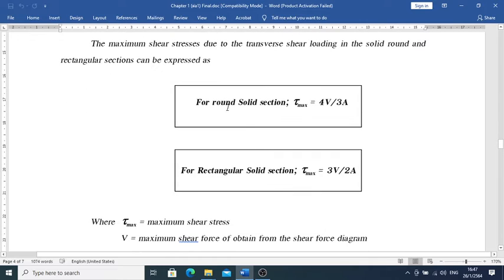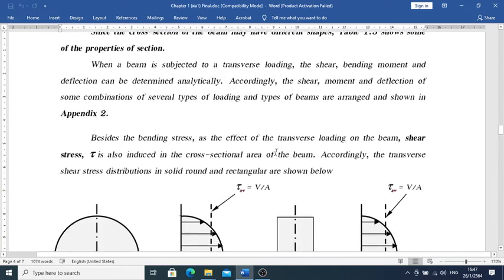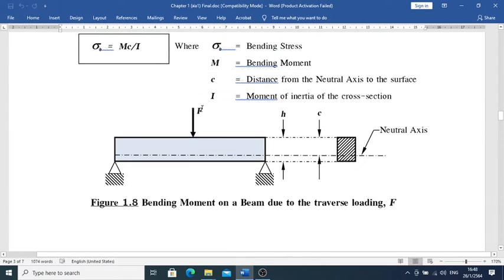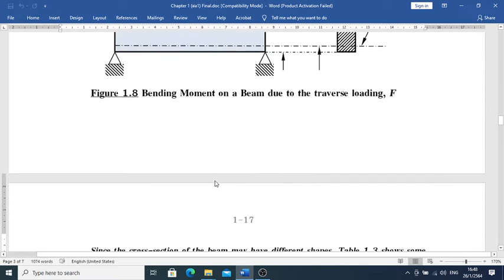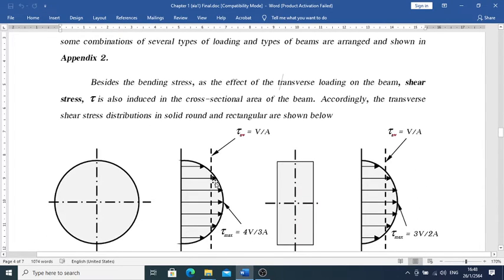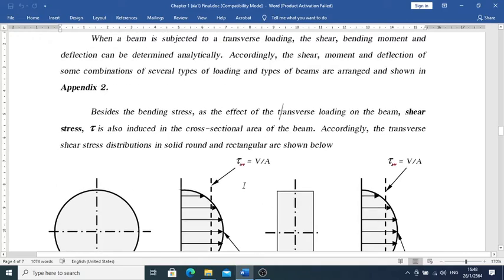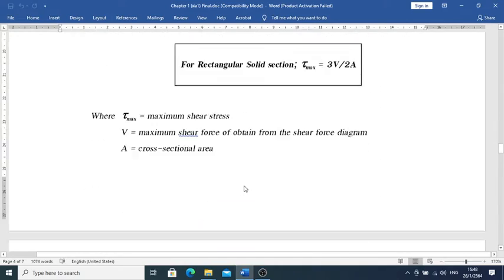In conclusion, for the action of an external transverse loading, we experience two stresses at the same time: one is sigma, the second is tau. This type of thing happens mostly in beams.